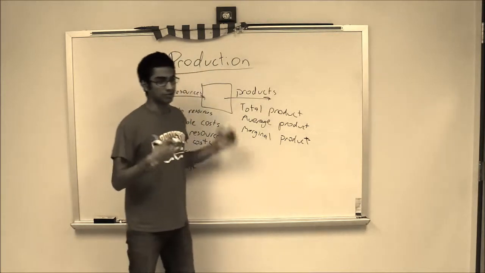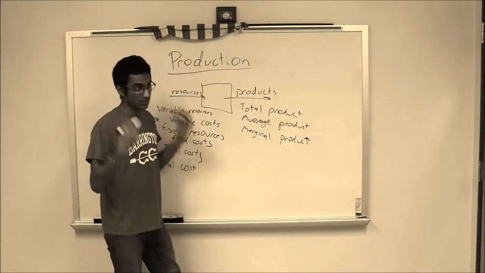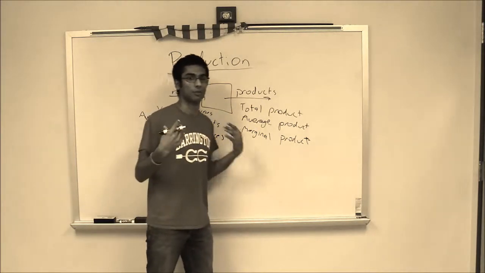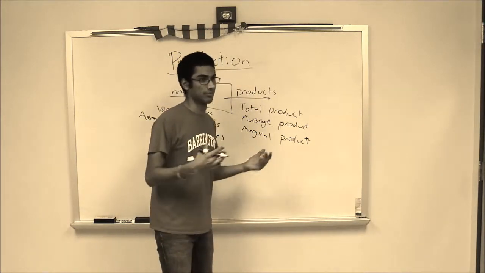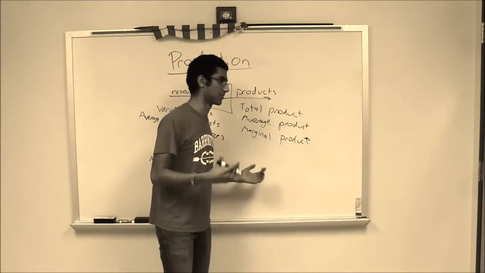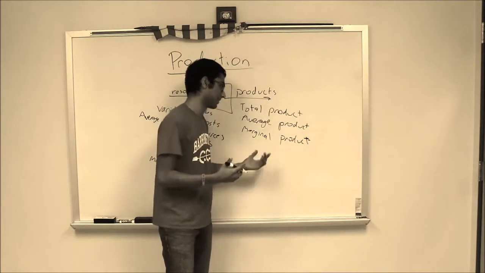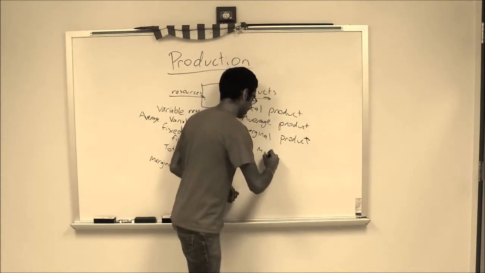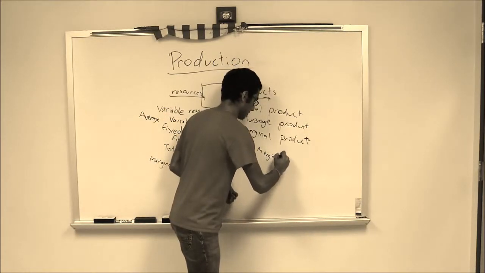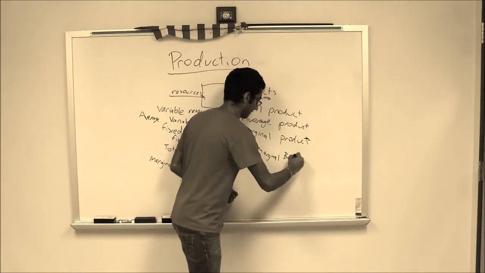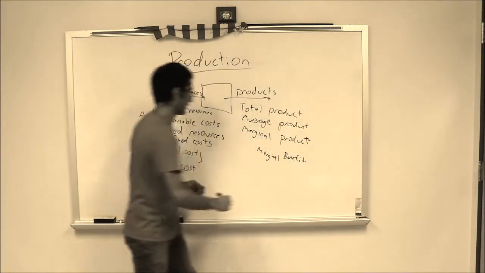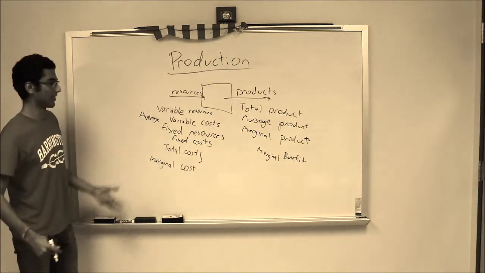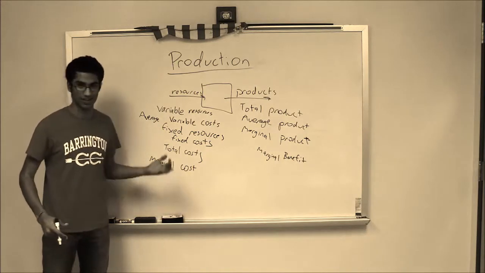Now the marginal product is special because it has a dollar value attached to it. So if 1 lemonade costs $3, then my marginal benefit from making that one lemonade would be $3. We have this marginal benefit. And these are all, this is basically production in a nutshell.